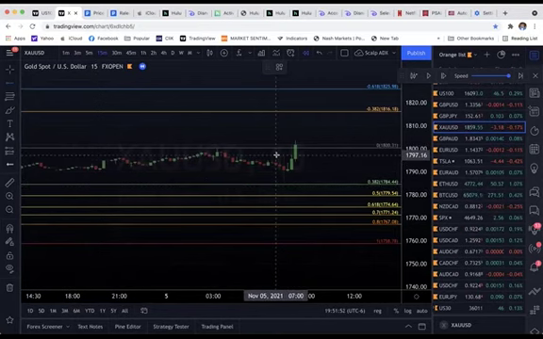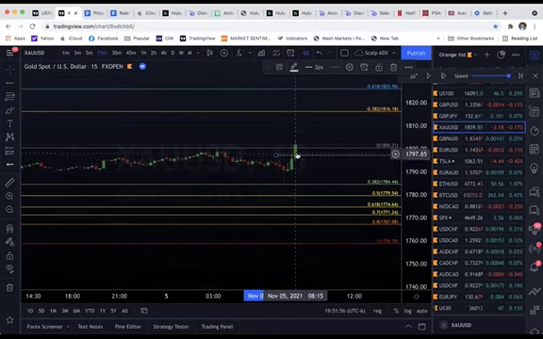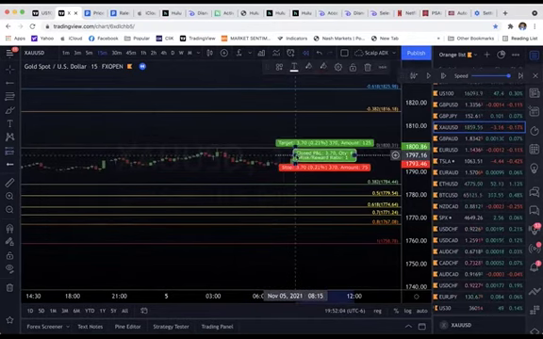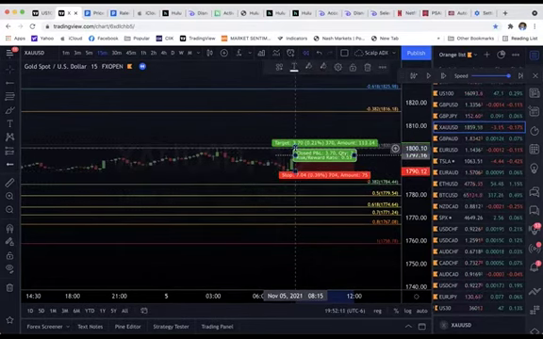I would have felt comfortable once it broke this level. When it broke that level, then I'm getting in here. I'm putting my stop probably below this level, maybe, or maybe this level here.